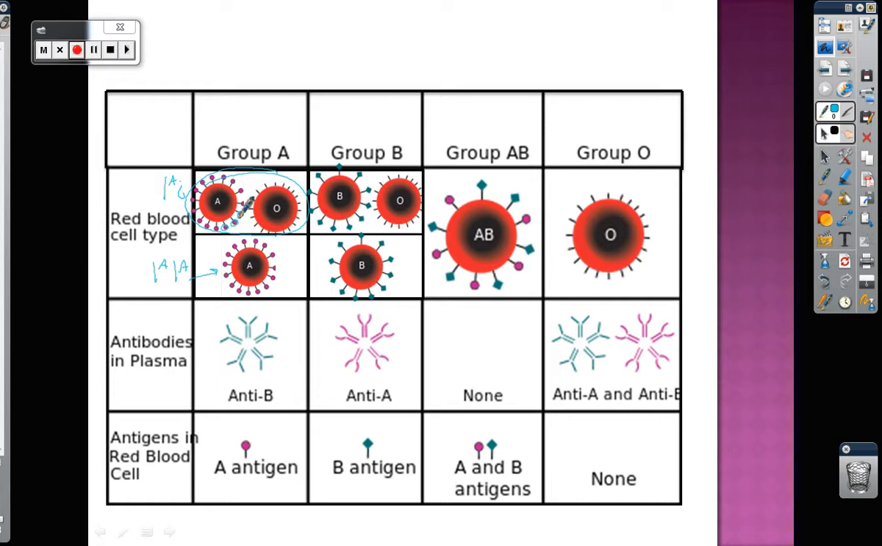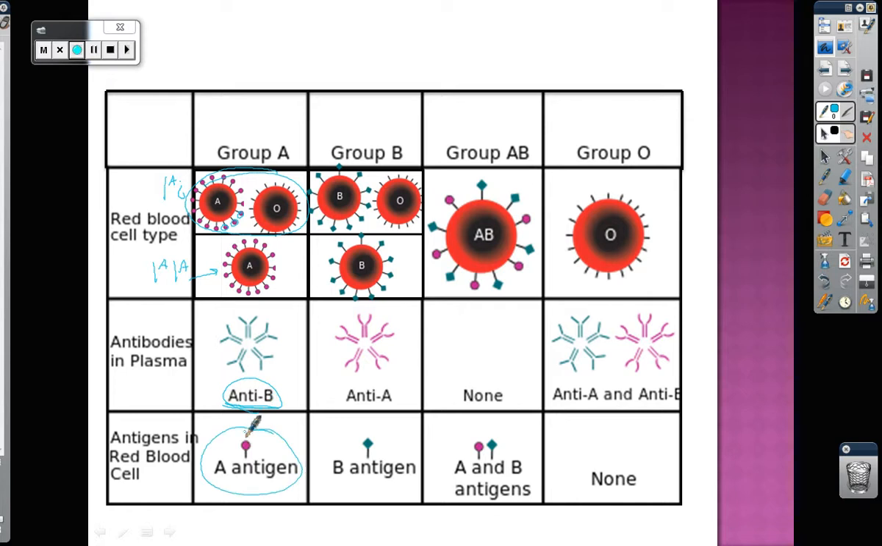All right, the antibodies they would have in the plasma would be anti-B, because since they have no B antigens in the body, the anti-B would be there to protect the body from any B cells getting in there, since those would be foreign. The antigens on the red blood cell are the A antigens.